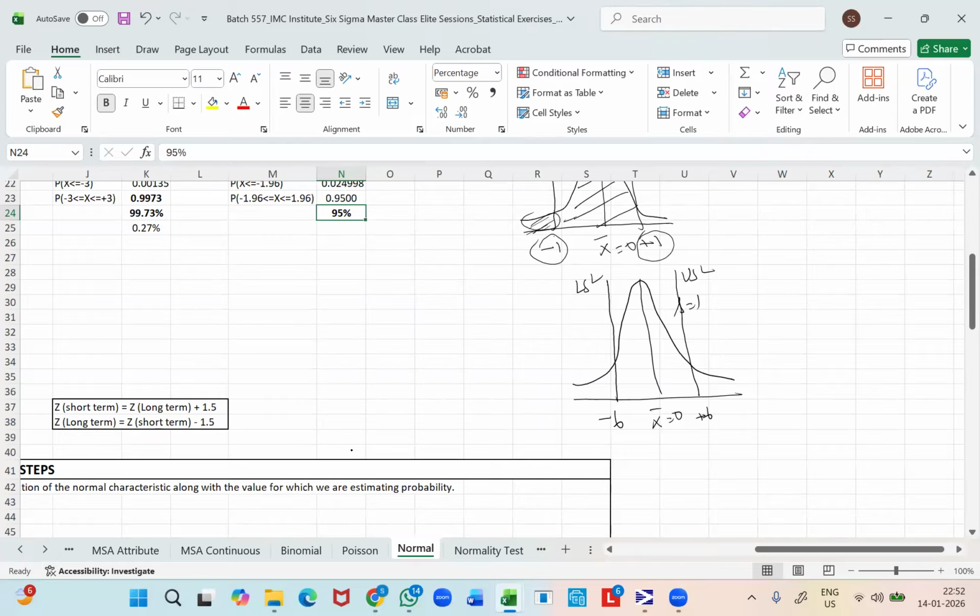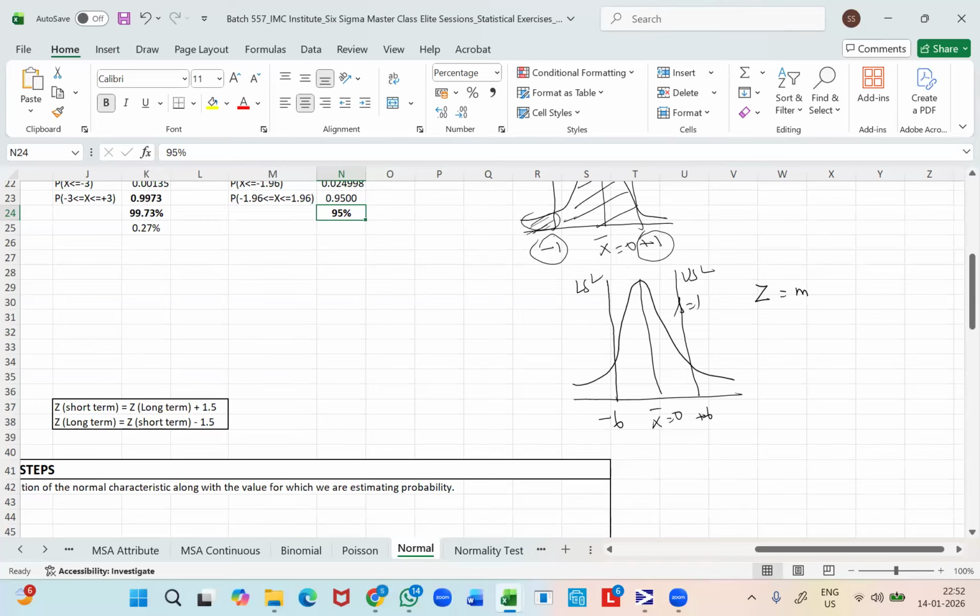So sigma level is also a standardization formula. That is why sigma level will also be denoted by capital Z, because sigma level is also a standardization formula. So it goes something like this. Again, no need to memorize these formulas.